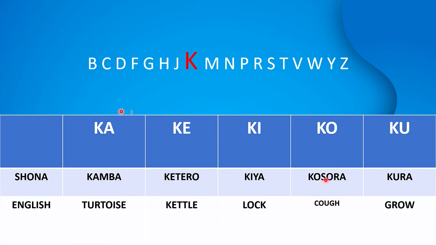So for Ka, we've got Kamba, Ke, Ketero, Ki, Kia, Ko, Kosora, Ku, Kura. This brings us to the end of this video.